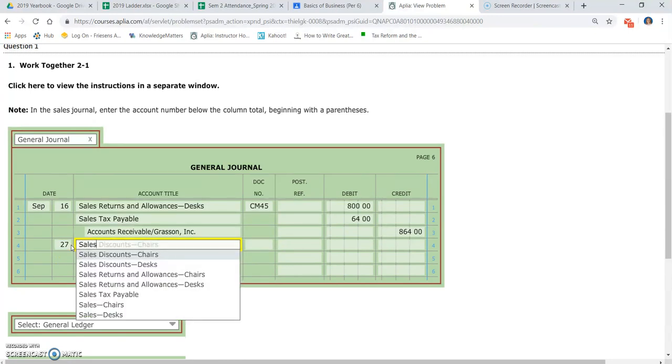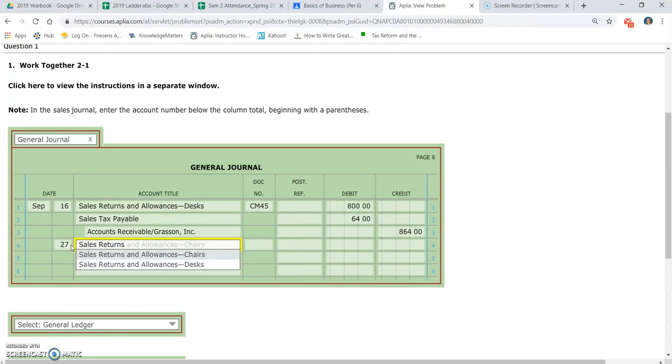So again, we have sales returns and allowances. Remember that this one was for a chair, so we put chair in here. We've got credit memorandum number 46. And then the chair was $75. We have to give them back their sales tax.